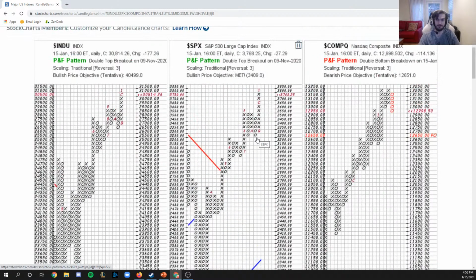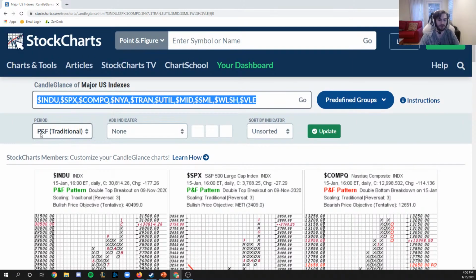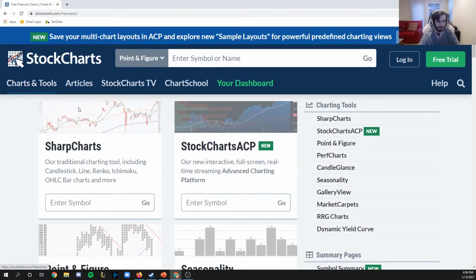Now, here we see the major indexes. So you may see here, Comp Q got hit pretty hard. It had a reversal of 5 boxes today. So that may be where you start your search. You see that that happened. Then you may want to go and look at the Nasdaq 100 and see what happens.